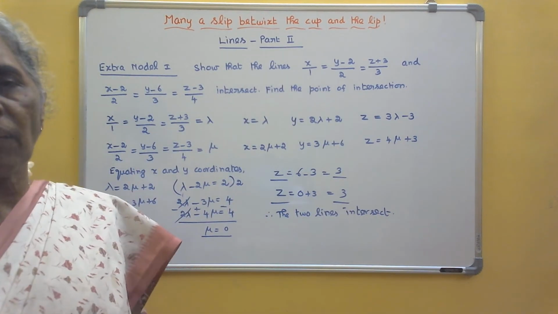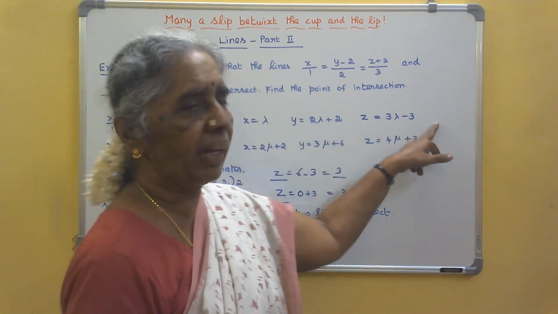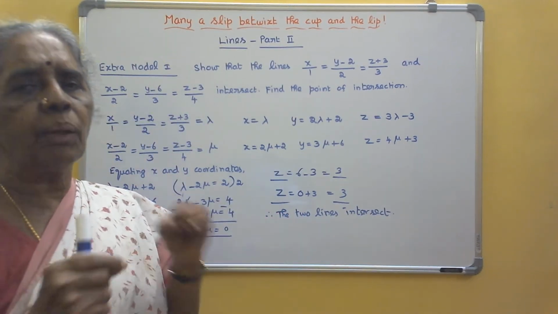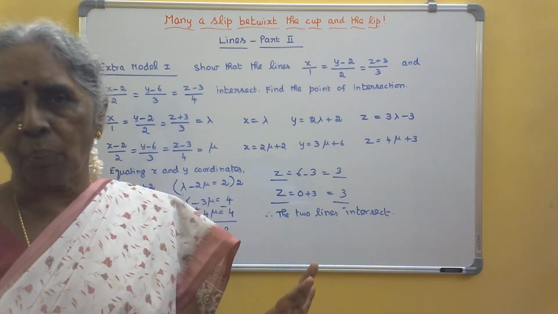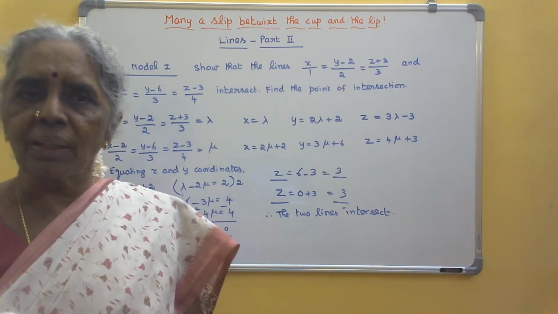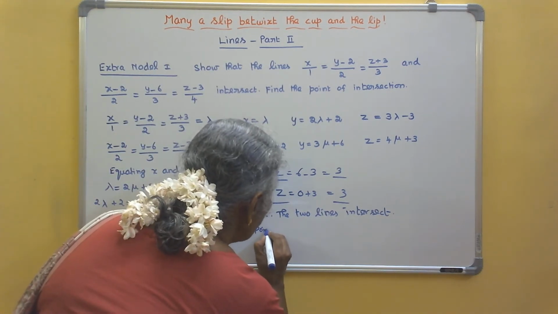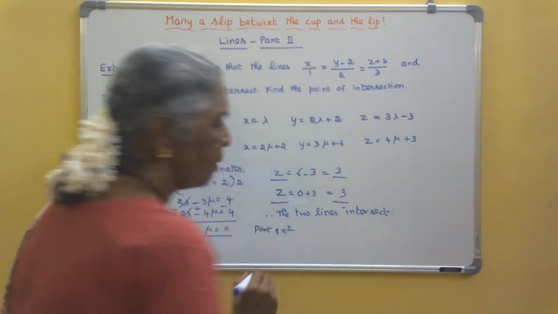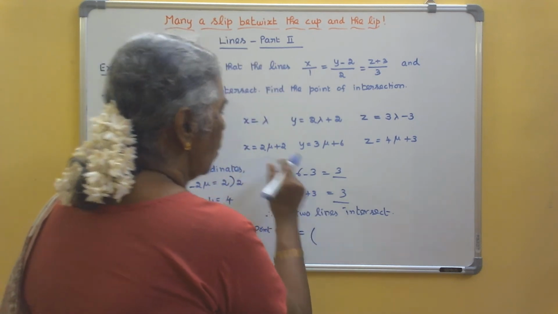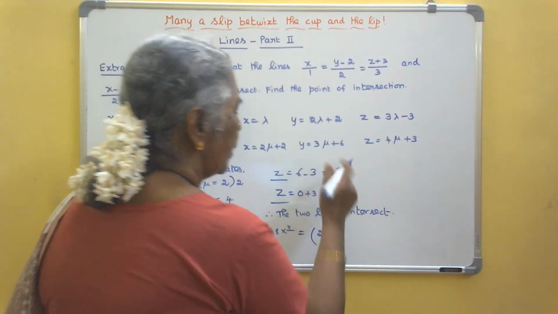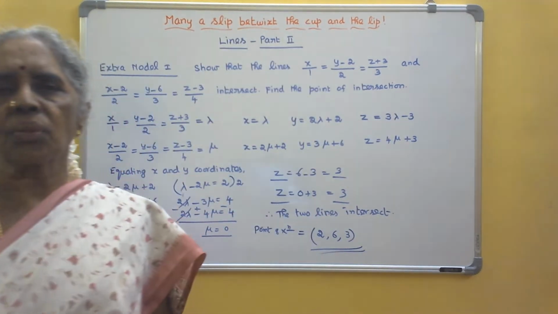Now, I want the point of intersection. Either you take the lambda value and substitute everywhere here, or you take the mu value and substitute here. Definitely you will be getting the same answer, don't bother. So now mu is easy, no, because it is 0 for me. So the point of intersection is 2 into 0 plus 2, so I will get 2. This is 0, so I will get 6. Here 0, so I will get 3. So this is the point of intersection.